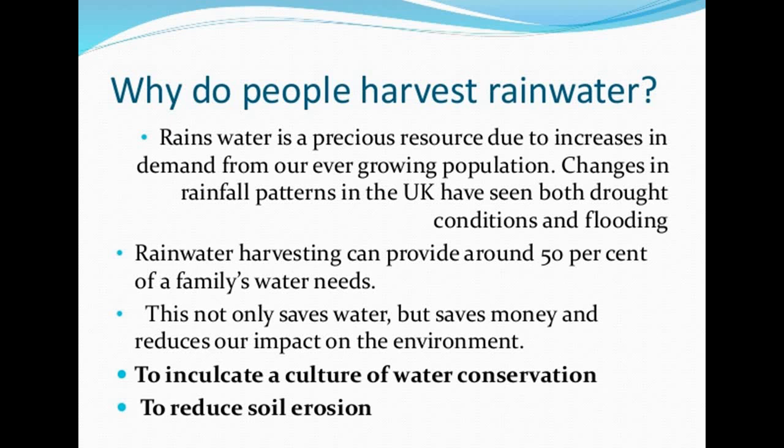Because of the rapid population growth and the change in rainfall patterns, the UK has seen a lot of drought conditions and flooding, and rainwater harvesting can provide around 50% of our family's water needs. This not only saves water but it saves money also, and it reduces our impact on the environment. So you are not harming the environment in any way; you are just collecting and saving water, saving your money, and reducing the impact on the environment that we are creating.